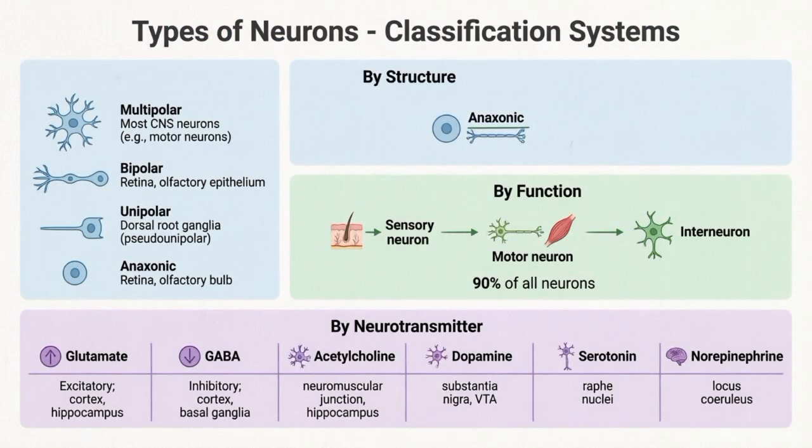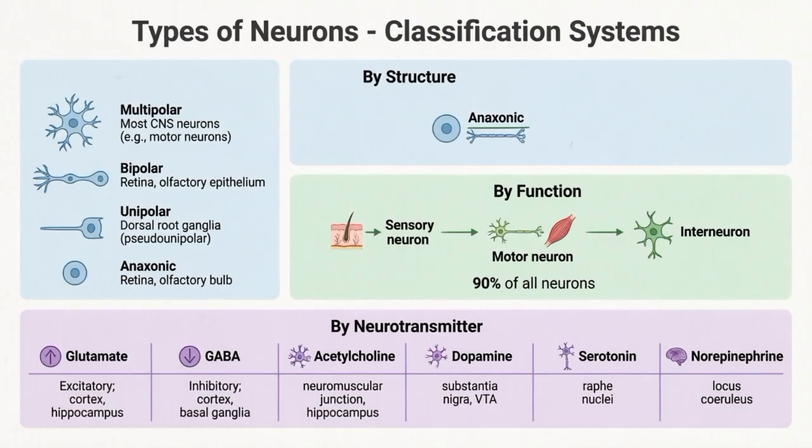Types of neurons, classification systems. Classification by structure. 1. Multipolar neurons, 1 axon and multiple dendrites. Most common type in the brain and spinal cord. 2. Bipolar neurons, 1 axon and 1 dendrite, found in specialized sensory organs like the eye and nose. 3. Unipolar neurons. A single process extends from the cell body, then splits into 2 branches.